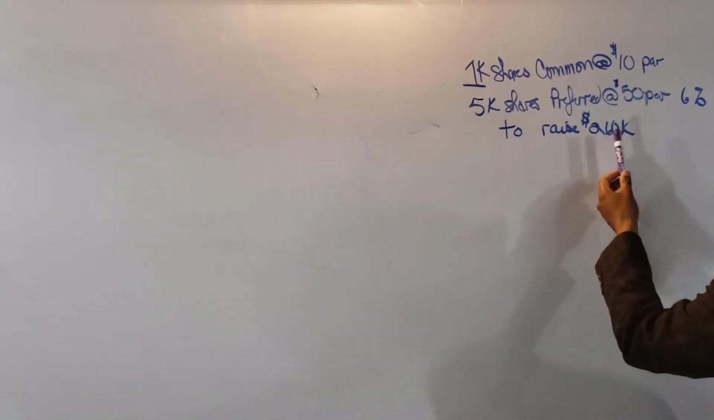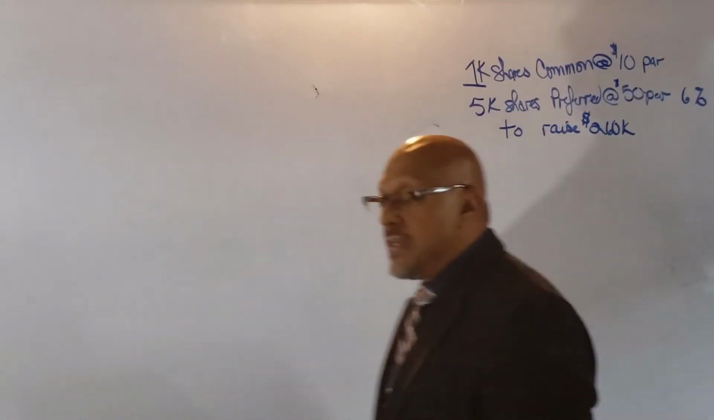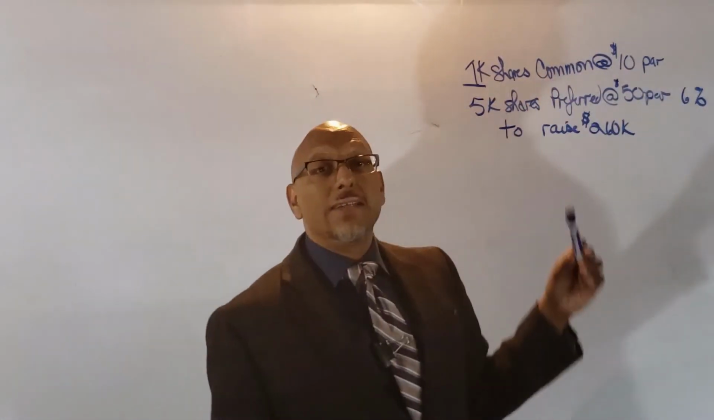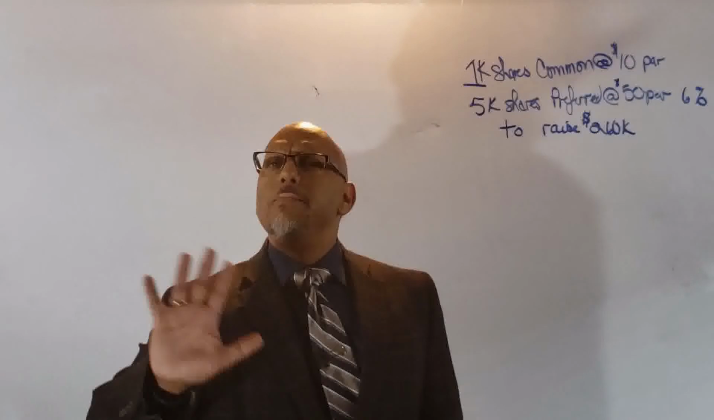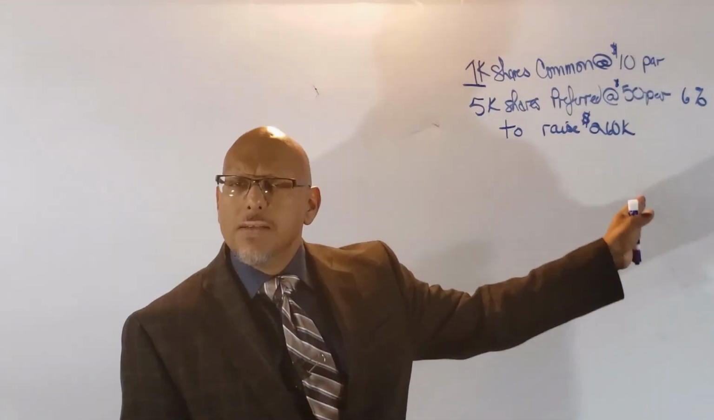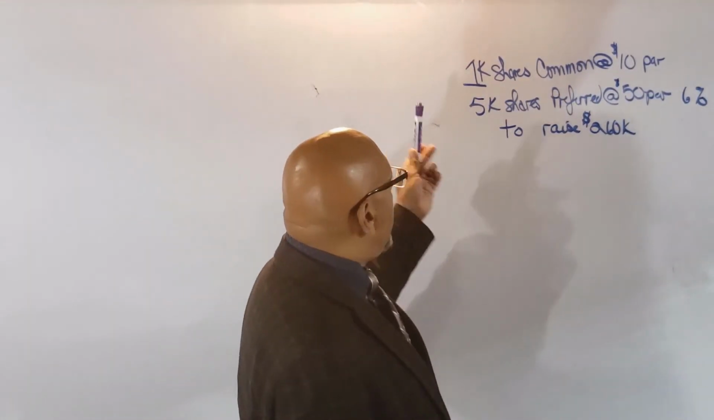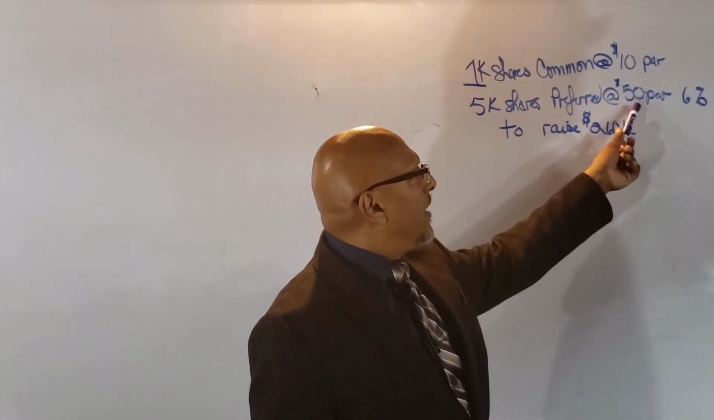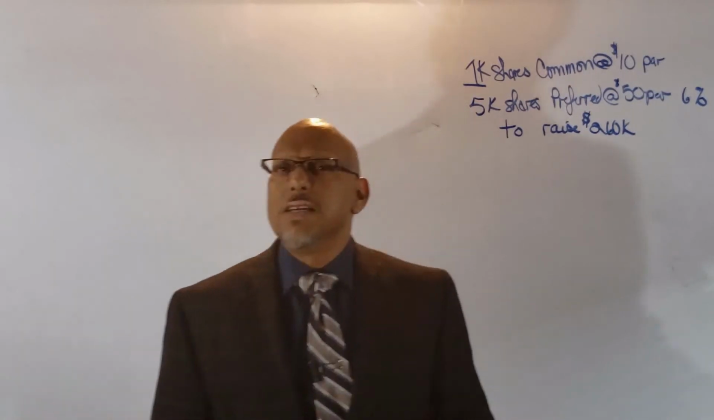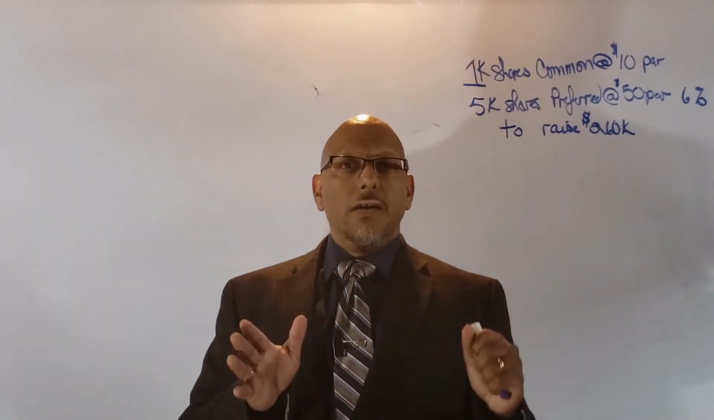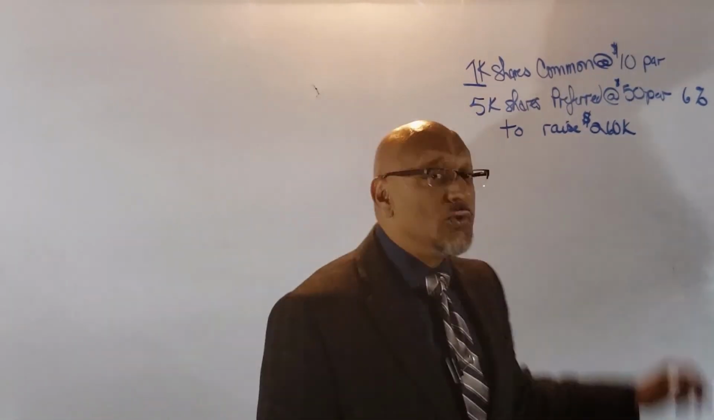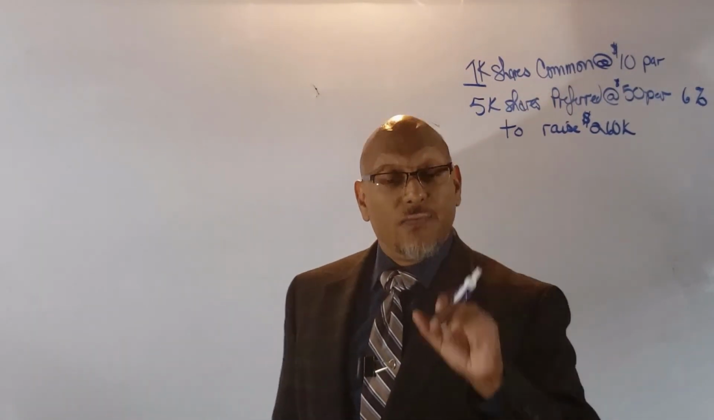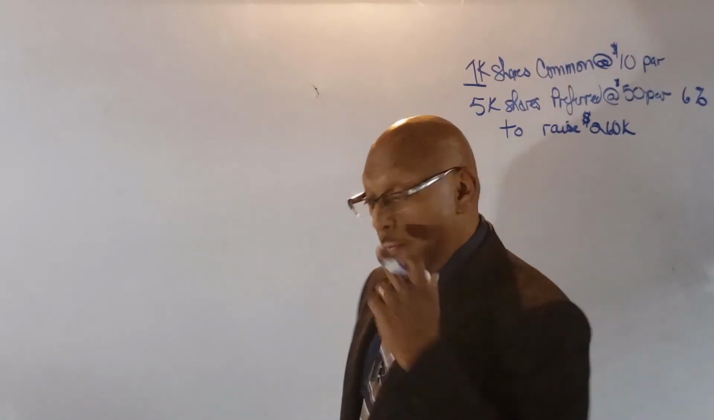So we want $260,000. And to do that, we're going to issue 1,000 shares of common stock with a $10 par. I know I said that par is usually $1 or less, but this is the example I pulled out of the book. And 5,000 shares of preferred stock at $50 par, and it's a 6% dividend. And we want to raise $260,000. So how do we account for it? Again, this is a JE.